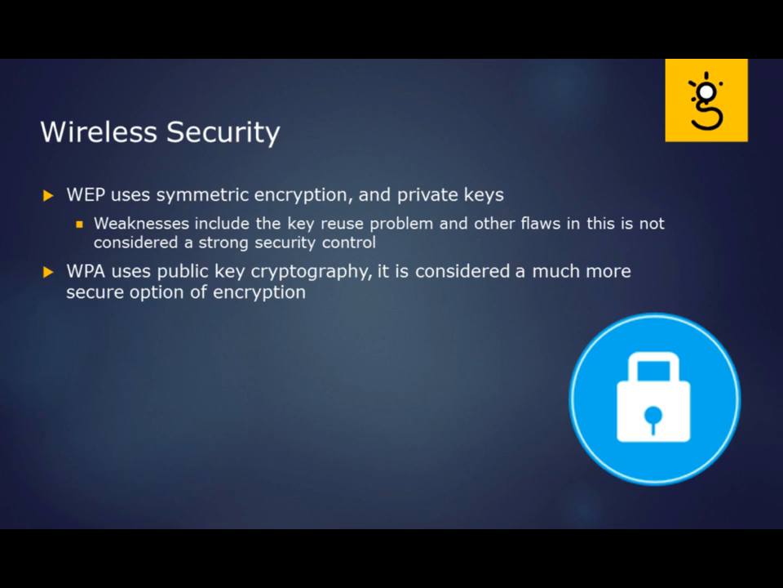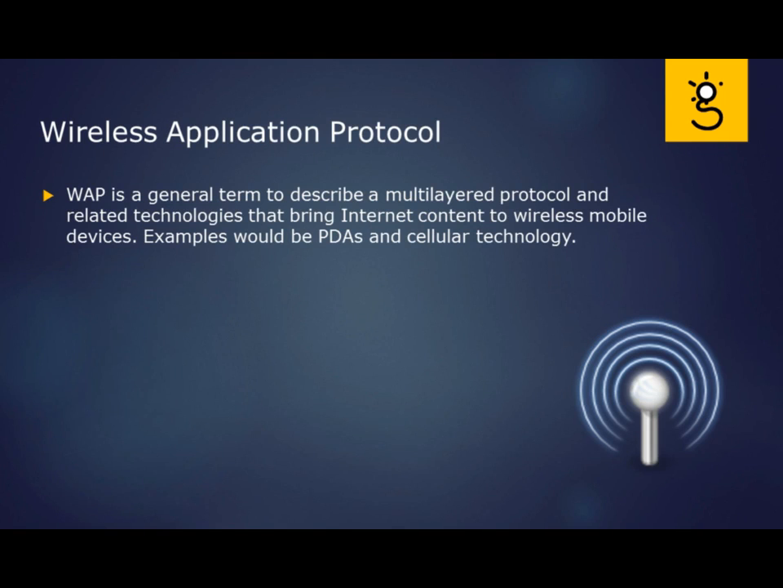WPA used public key cryptography, considered a much more secure option, because the keys that lock are not the keys that unlock. You have to have two sets of keys, and it's just a better overall protocol. WAP stands for the Wireless Application Protocol, and it was a general term describing a multi-layered protocol and related technologies that were able to bring internet content to wireless mobile devices. And there, your examples would be the PDAs and cellular technologies.